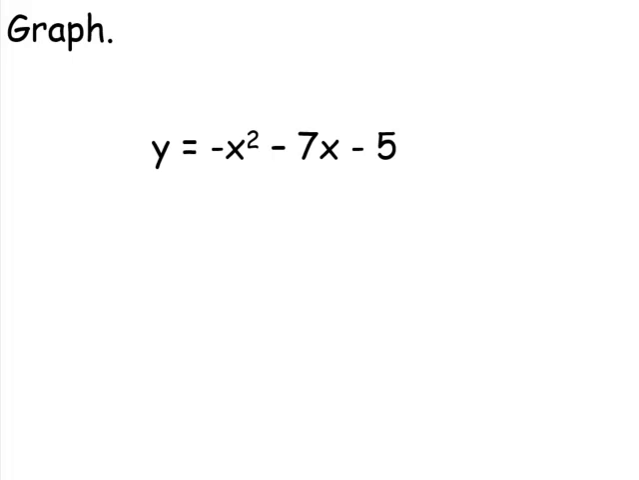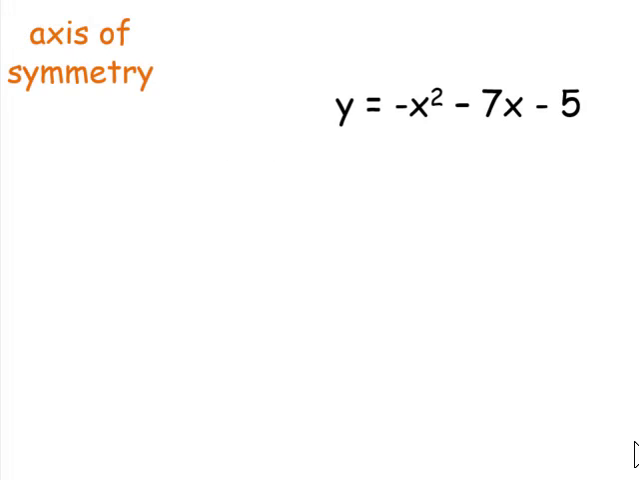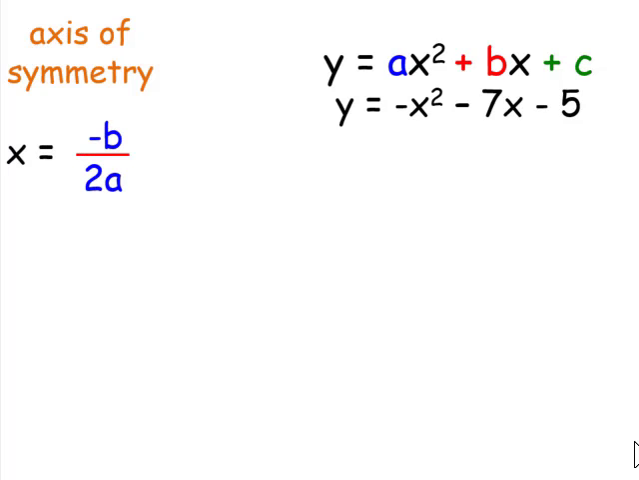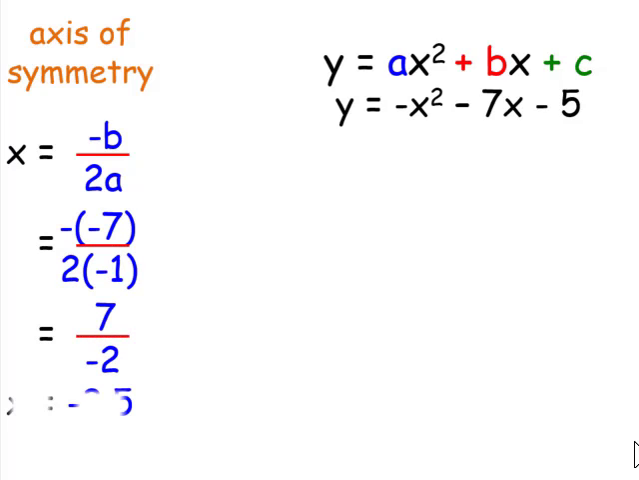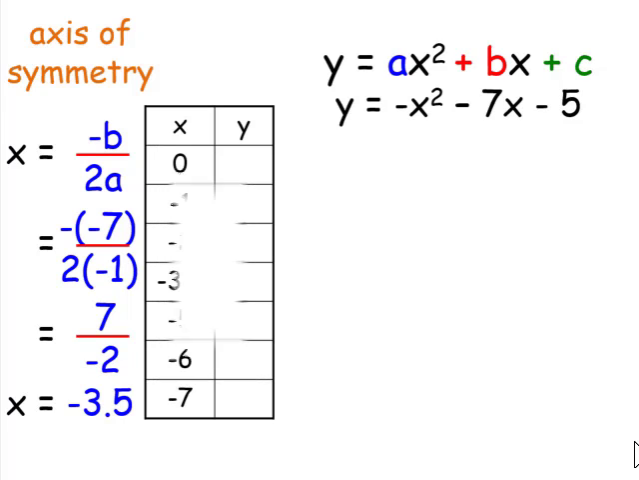Graph y equals negative x squared minus 7x minus 5. The first thing we need to do when graphing a quadratic equation in standard form is to find the axis of symmetry. The formula for finding the axis of symmetry is x equals negative b over 2a. Let's substitute our values and simplify. The axis of symmetry is negative 3.5.